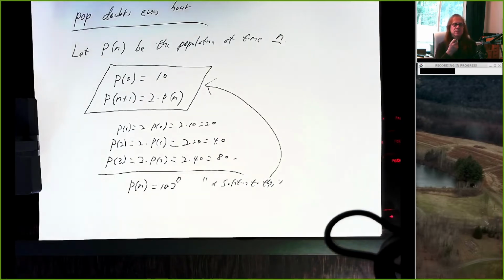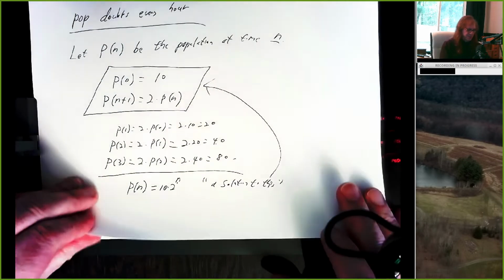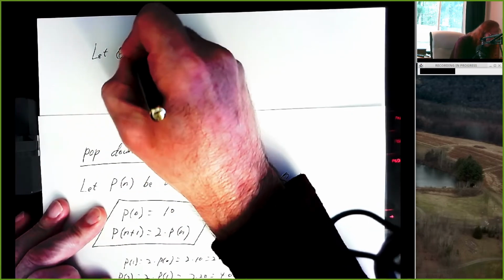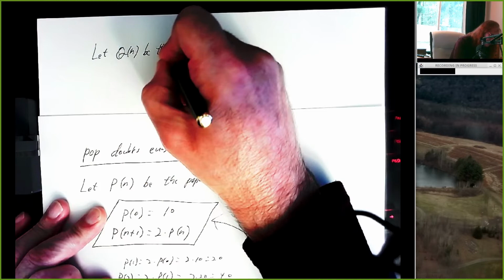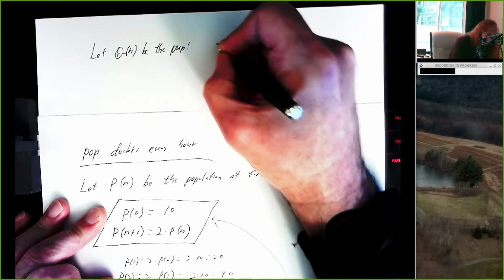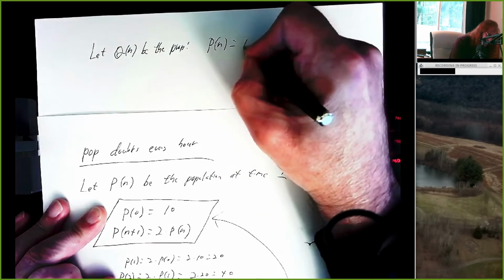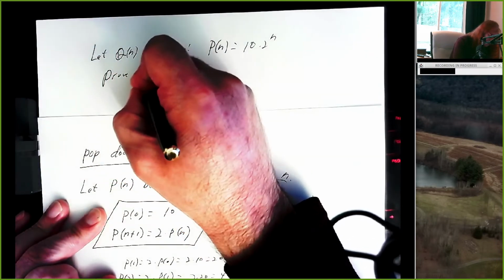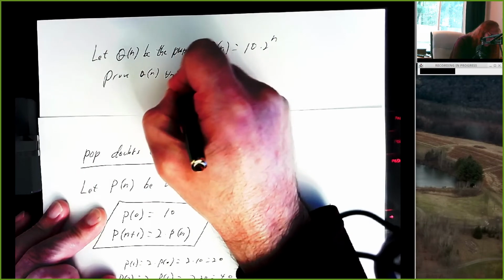So we have a base case, and then we just need to prove that n plus 1 is true as well. Yes, we can prove this using mathematical induction. So we could make a proposition. Let Q of n be the proposition that the population at time n is equal to 10 times 2 to the n. And we want to prove that this proposition is true for all n bigger than or equal to 0.